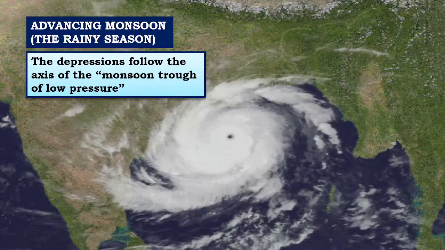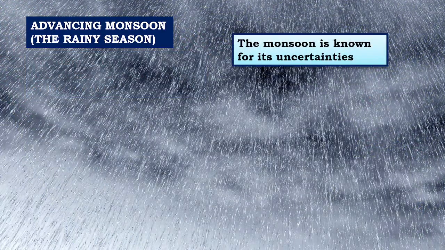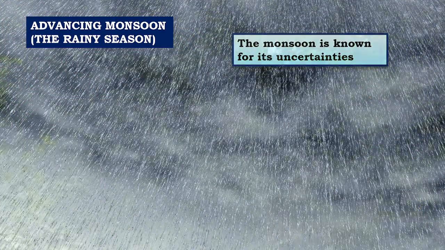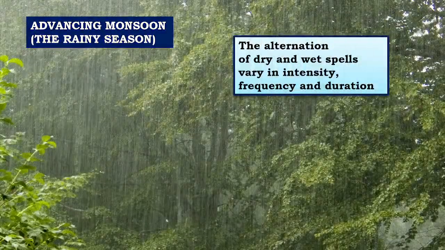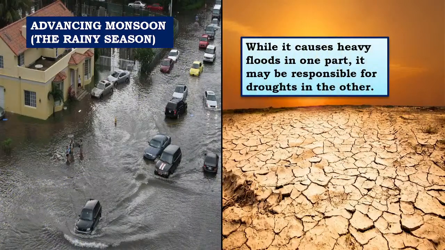This is going to travel toward the Tibetan plateau, and now we have monsoon. Monsoon is known for uncertainties. Matlab, every year we cannot predict how it will be. So the alteration, the dry and the wet spells, vary in intensity, frequency, and duration.